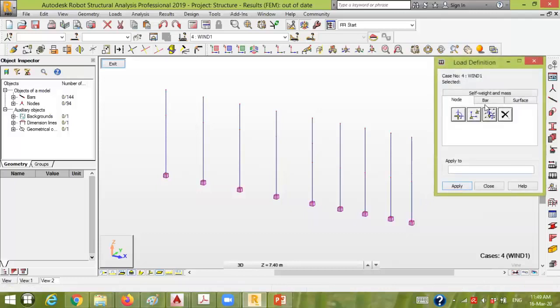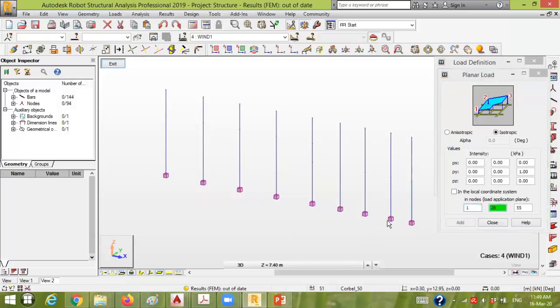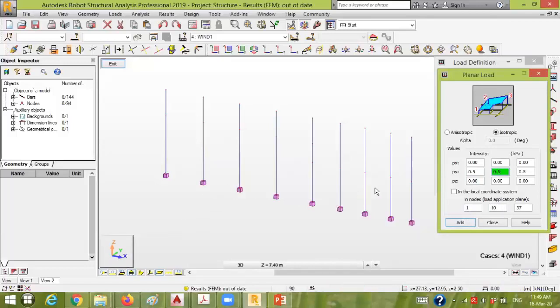So as mentioned before, it will be a planar load starting with node 1, node 10, and node 37 along Y, but ending with 0.5 for the first node, the second node, and the third node, because it's usually a rectangular load on the leeward facade. 0.5, 0.5, 0.5 for the first, second, and third node. Along plus y. It's a suction, not a pressure load. It's a suction load, so pulling outward.